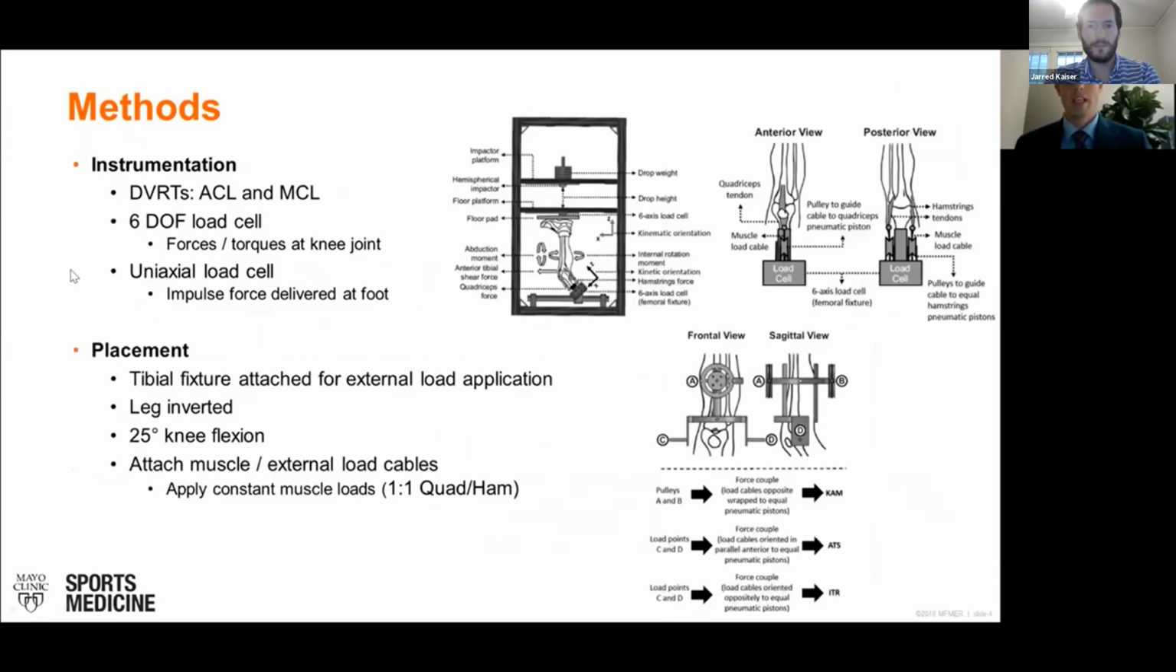We then placed the specimen inverted into the rig that you see here, with the tibial fixture attached for external load application, which you can see here. And the knee was placed at a 25-degree knee flexion angle, which is a common angle of knee landing. And then we attached the muscle and external load cables with a 1-to-1 ratio for the quadricep and hamstring ratio.